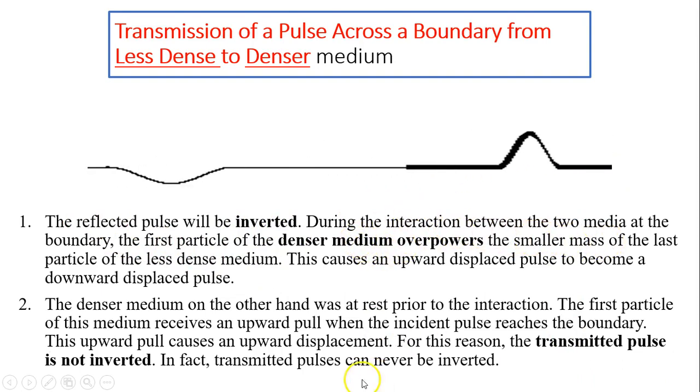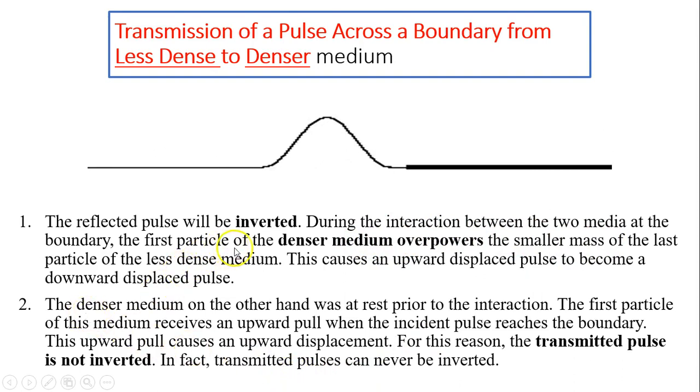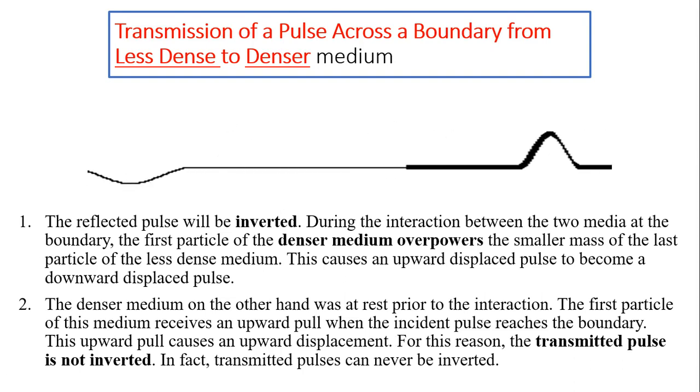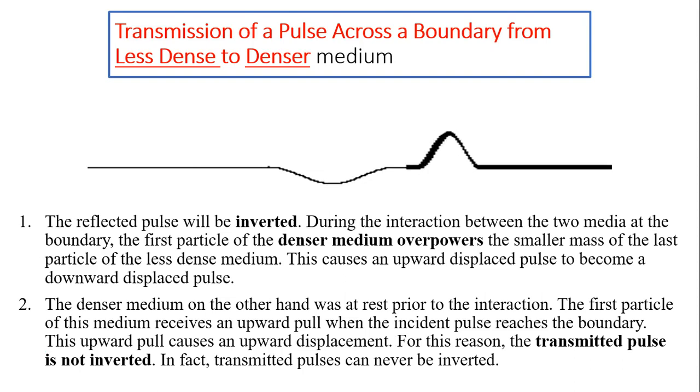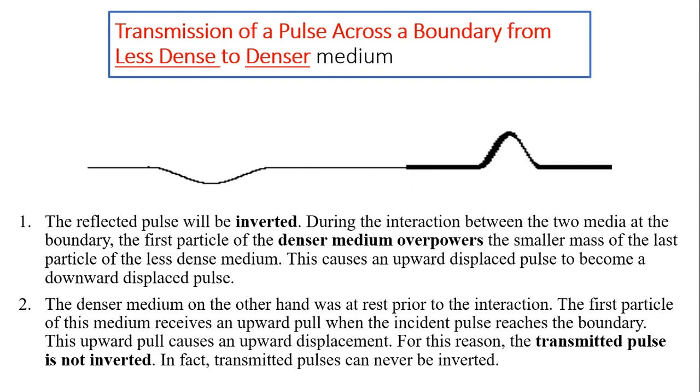During the interaction between the two media at a boundary, the first particle of the denser medium overpowers the smaller mass of the last particle of the less dense medium. This causes an upward displacement pulse to become a downward displaced pulse. The denser medium, on the other hand, was at rest prior to interaction. So the first particle of this medium receives an upward pull when the incident pulse reaches the boundary. This upward pull causes an upward displacement.